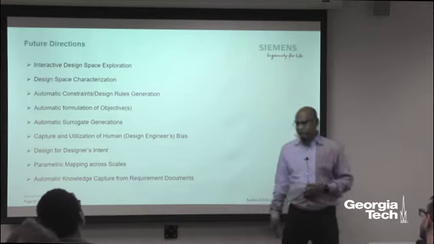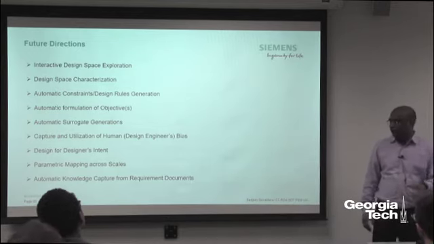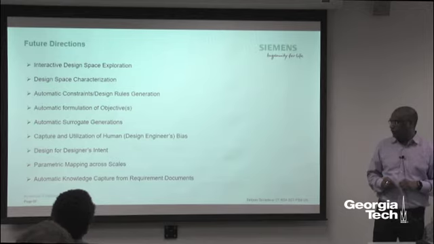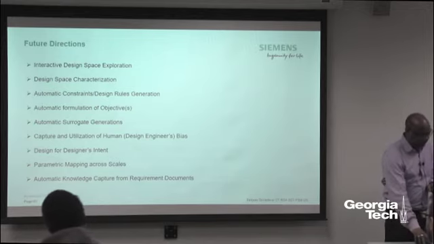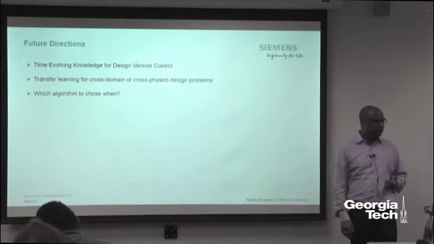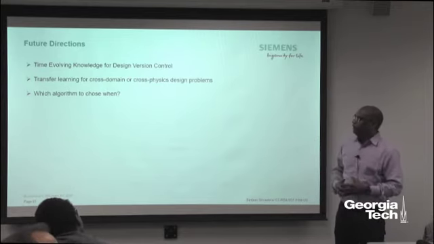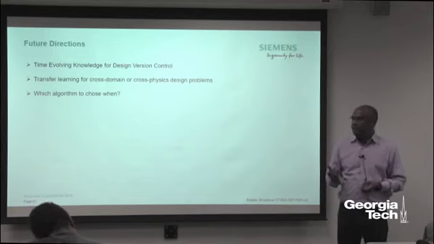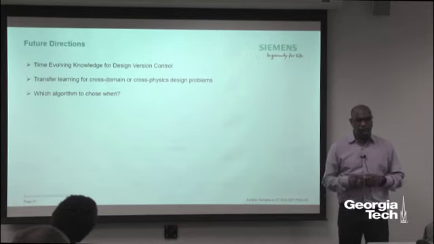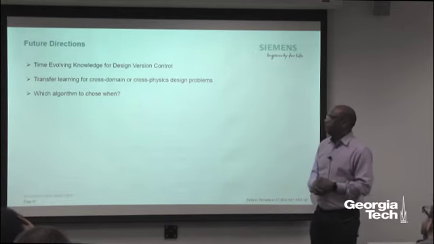Automatic knowledge capture from requirements documents. This is work which we are currently doing also, but it's an extremely complex process which requires not only NLP but learning the relationship between the various portions of the document itself and the features which are described in those documents. Also, time-evolving knowledge for design version control. A lot of the time in these complex systems, a lot of versions of designs are generated. Can you capture this knowledge in a knowledge graph which is time evolving? Right now, you have the entities and relationships in a static manner, but can we add a temporal aspect also?